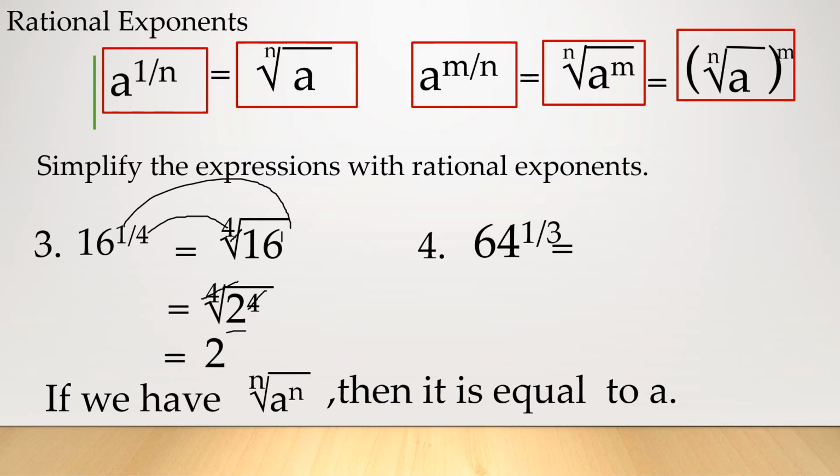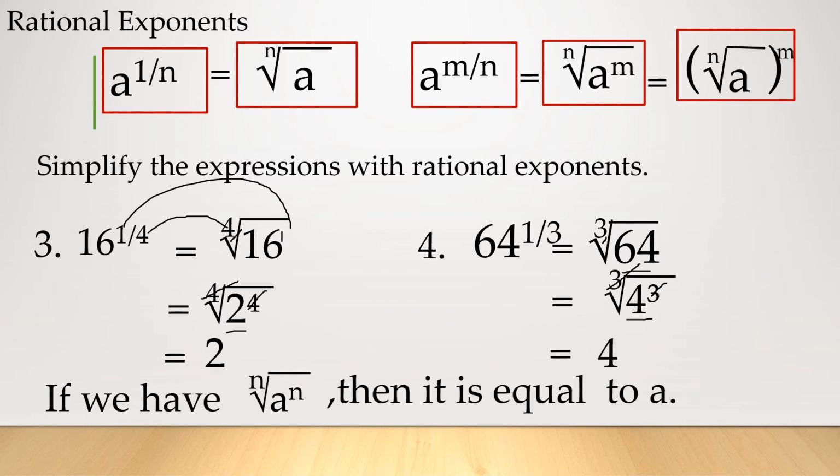Now I have 64 raised to 1/3, which means that's the cube root of 64. And then I'm going to rewrite 64 in exponential form. What number, if I raise it to 3, the answer is 64? And that number is 4. That's the radicand, 4 raised to the third power. And we can cancel this.